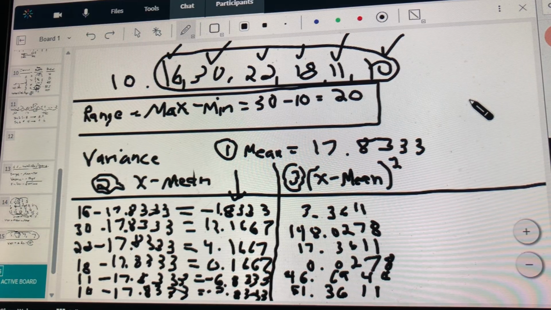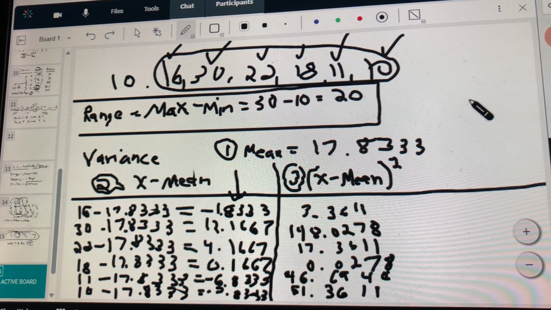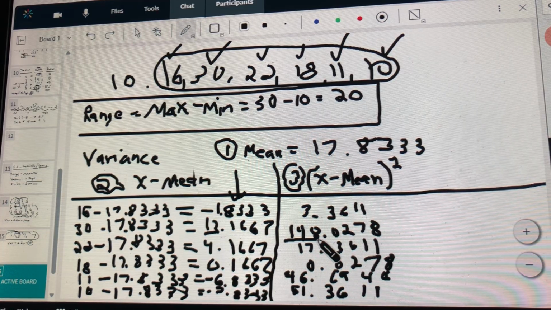So the person who invented this statistic had to come up with a way to make the negatives go away. And one way in math to make negatives go away is to square things. Anything squared is positive. Another option could have been absolute value, but they just chose squaring. The downside to squaring is you make them a lot bigger. The 12 went all the way up to 148. That's way bigger. It went from a double digit to a triple digit. Even the single digit 4 went to a double digit of 17. So squaring, unfortunately, makes them too big, but it's one of two ways to make them positive.